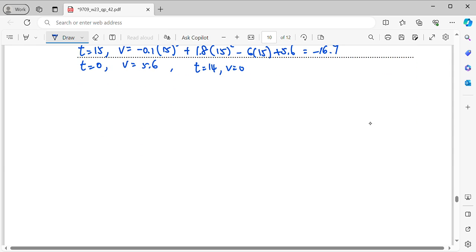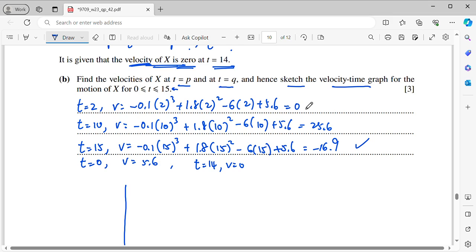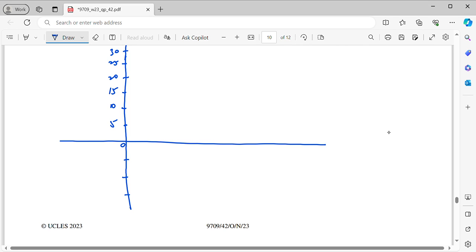So just draw the axis first. My v has negative value and the positive value maximum is 25.6. Okay, so probably 5, 10, 15, 20, 25, and here is 30. Then here 5, 10, 15, negative 20.